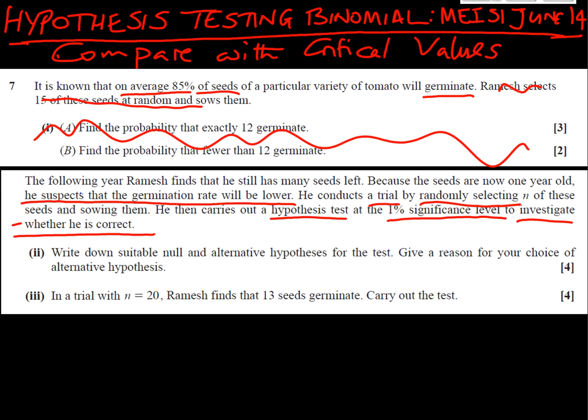He's correct in what? That takes us back to the second sentence, whether he's correct that the germination rate will be lower. Keyword there is lower. He could have had higher, could have had lower, he could have had different, but he's gone with lower. Okay, so what's part 2? It asks us to write down suitable null and alternative hypotheses. Give a reason for your choice of alternative hypothesis. Okay, so let's start with that.